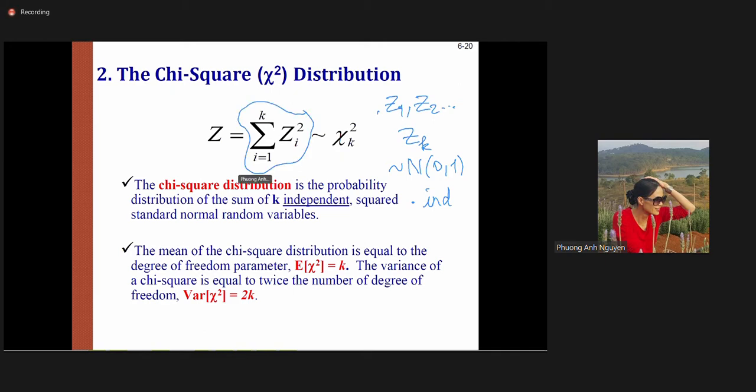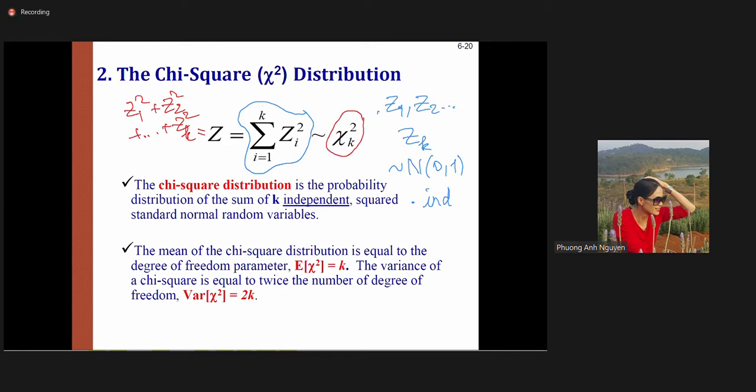And we sum them up. So in this case, we are interested in Z1 squared plus Z2 squared plus up to Zk squared. This way we get a new random variable that follows the chi-square distribution with degrees of freedom k.